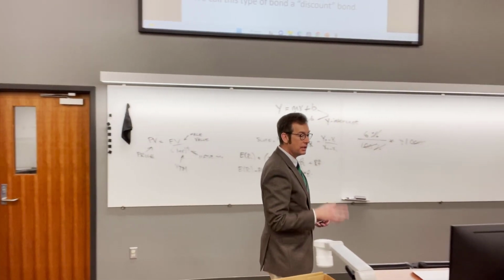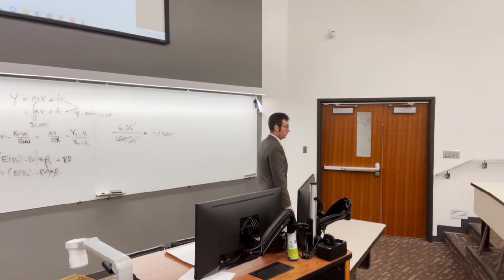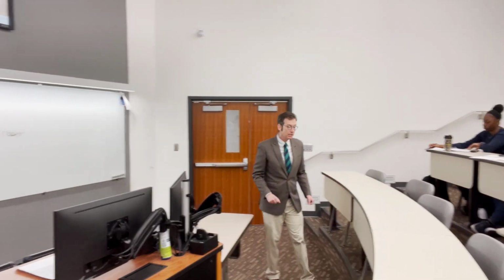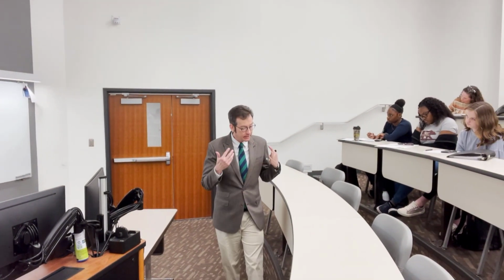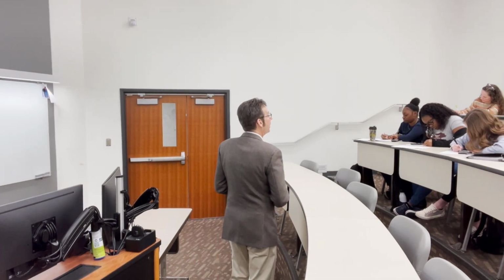Okay, so the next thing I want you to notice is this is less than face value. And so this bond, we say, is selling at a discount to par. We could also say it's selling at a discount to the face value. And this type of bond we refer to as a discount bond. Now, why is this thing selling for a discount?